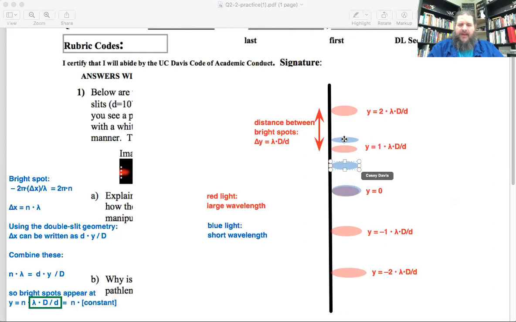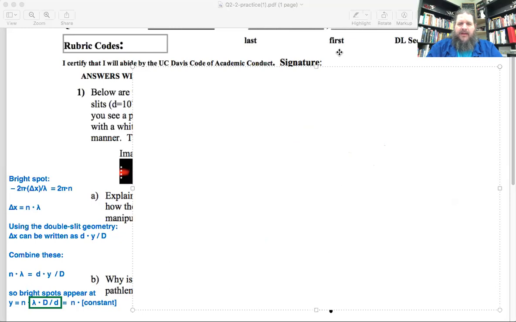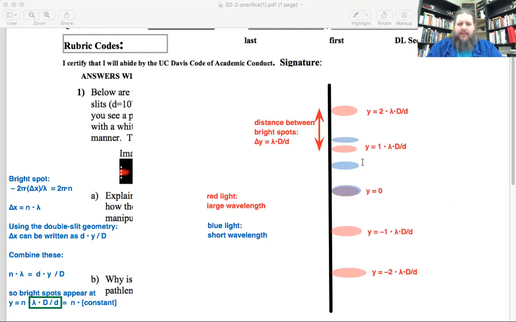So let's see if we can get those the same distance. Yeah, something like that. This would be n equals 1 for the blue light, and then n equals 2 for the blue light. And then we could also go in the other direction. Evenly spaced in the downwards direction, we'd have n equals -1, and then n equals -2, something like that, for blue light.